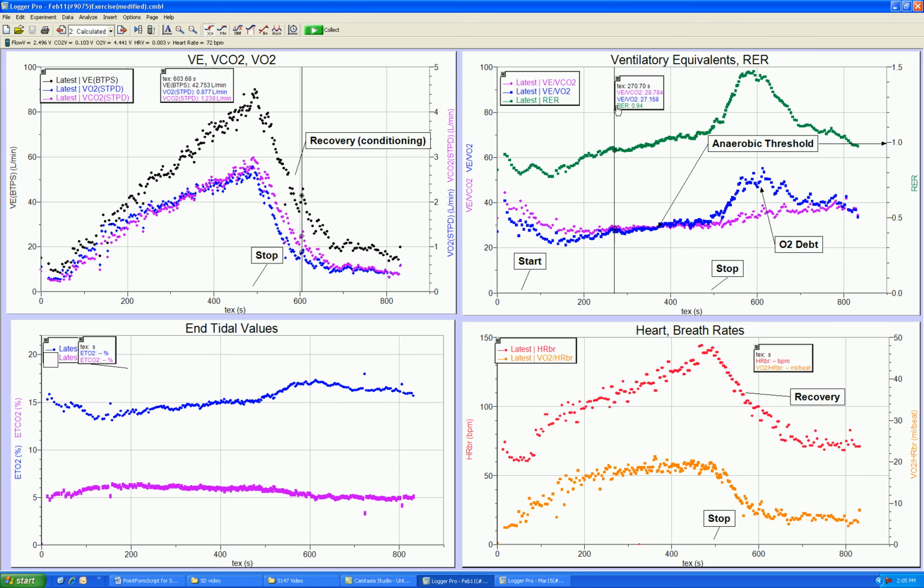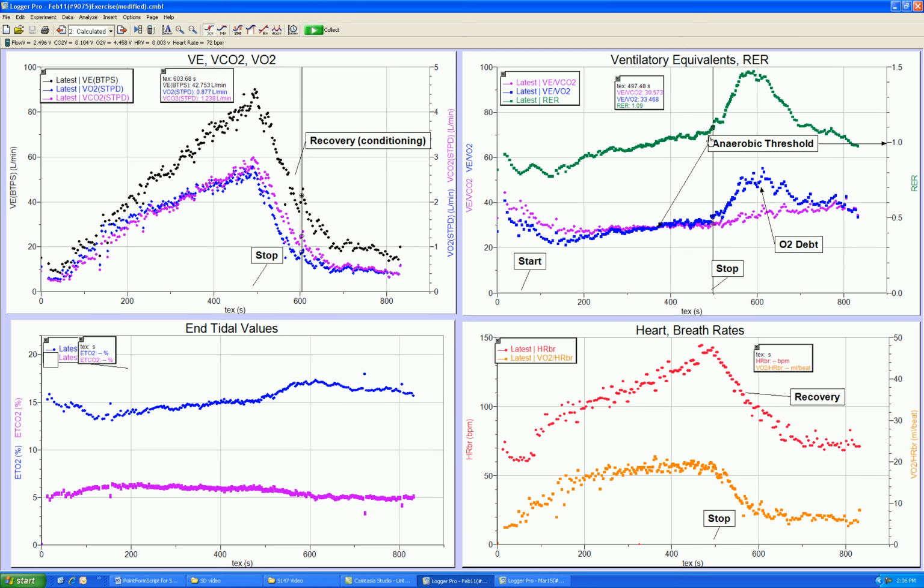The second graph indicates ventilatory equivalents, which are just the ventilation divided by VCO2 or VO2, and as well a parameter called RER, the respiratory exchange ratio, which is just the VCO2 divided by VO2. Here also we can see an indication of anaerobic threshold when the ventilatory equivalents cross, or when the RER goes above 1.